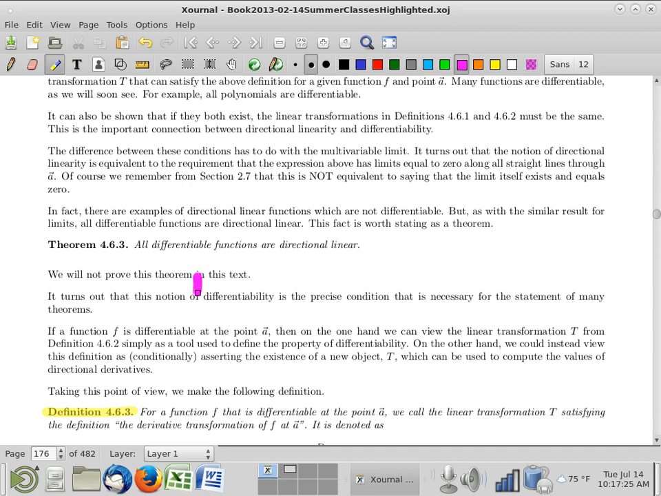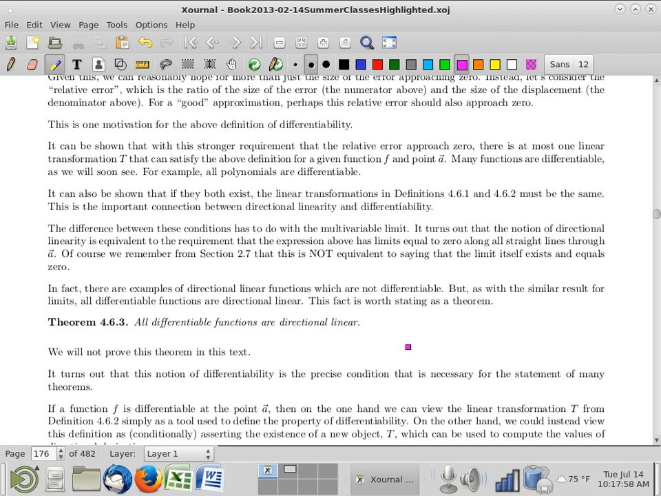Second thing I want to tell you is that differentiability is actually important. I mean, even though directional linearity, in some sense, tells us a lot. Sometimes we need more. We need to know that a function is not just directional linear, but differentiable in the multivariable sense for certain theorems to be true. And again, there's a sophisticated discussion there that I can't really go into.